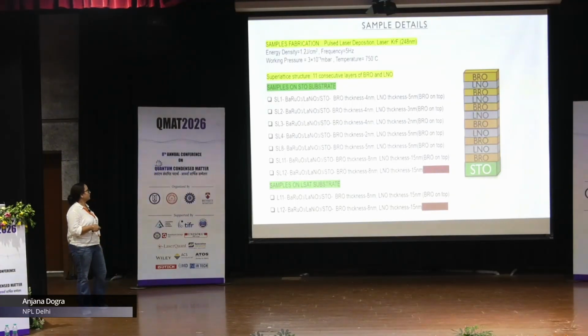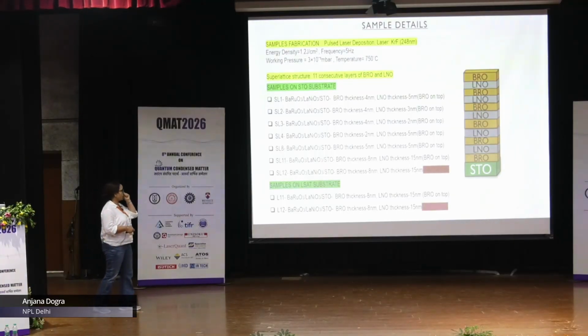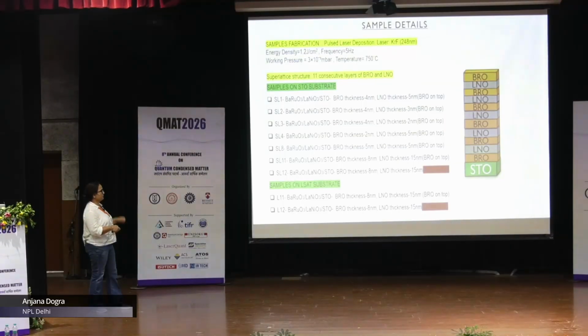So we have not modified these parameters, we have just played with the thickness of our layers. These are a lot of samples which we have made. If you notice, here we are keeping the BRO thickness stable at 4 nanometers and changing the thickness of the LNO. And for certain other films we have also changed the BRO thickness, just to see the layer thickness effect.